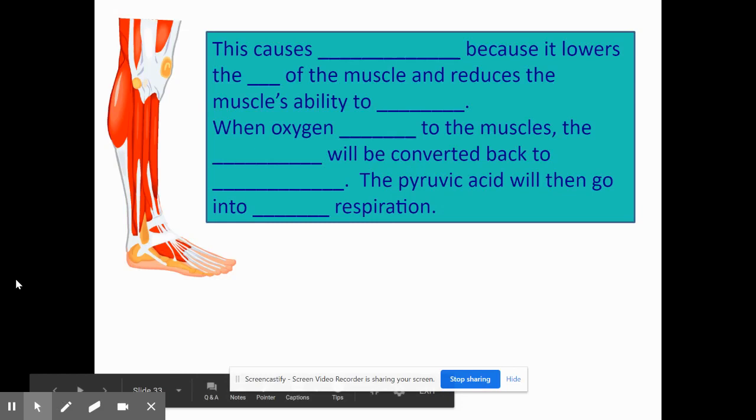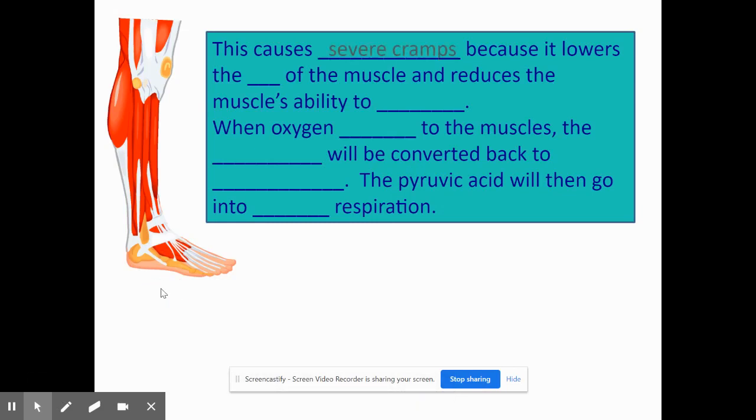So now with the lactic acid buildup within our muscles, we know that this is going to cause severe cramps because it lowers the pH of our muscles. Remember, pH refers to whether or not something is an acid or a base. So when it lowers the pH of our muscles, it actually reduces their ability to contract.